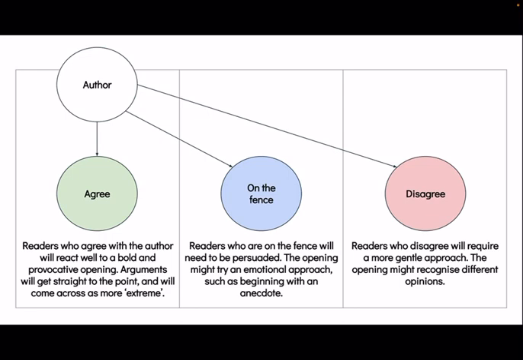In contrast, audiences who disagree with the author will require a much more gentle approach. The opening might recognise a difference of opinions, for example. If an author is writing an article designed for people who disagree with them, it's not going to work if they take an approach of being really aggressive and over the top, because people who disagree with the topic are going to read that and think, oh, this person's too emotional, they don't know what they're saying, and the author's not going to get what they want out of it.